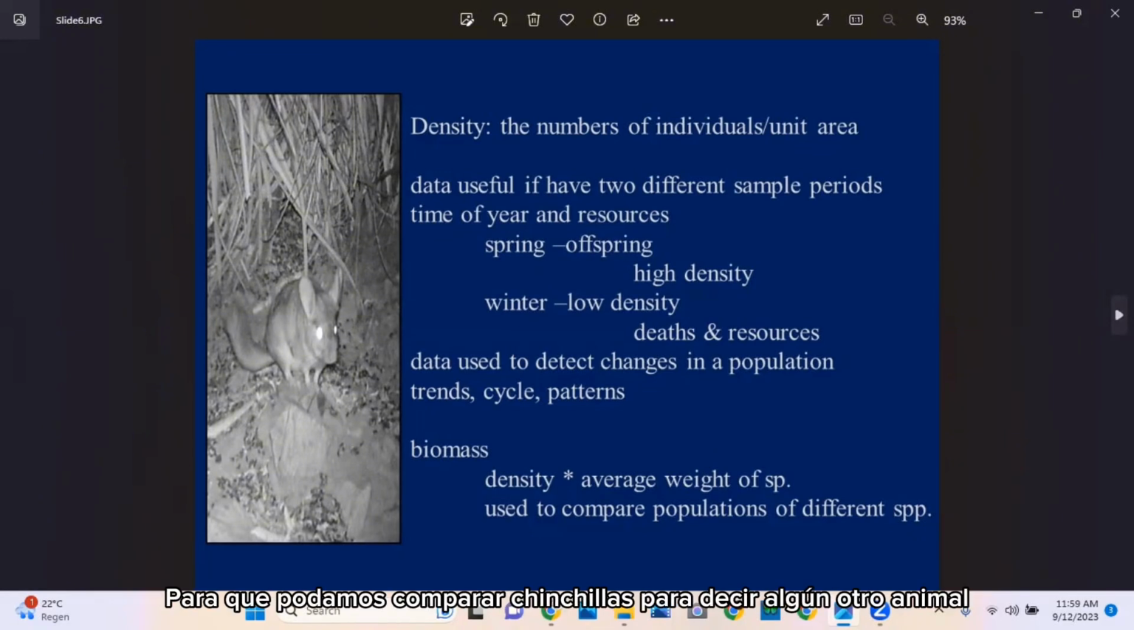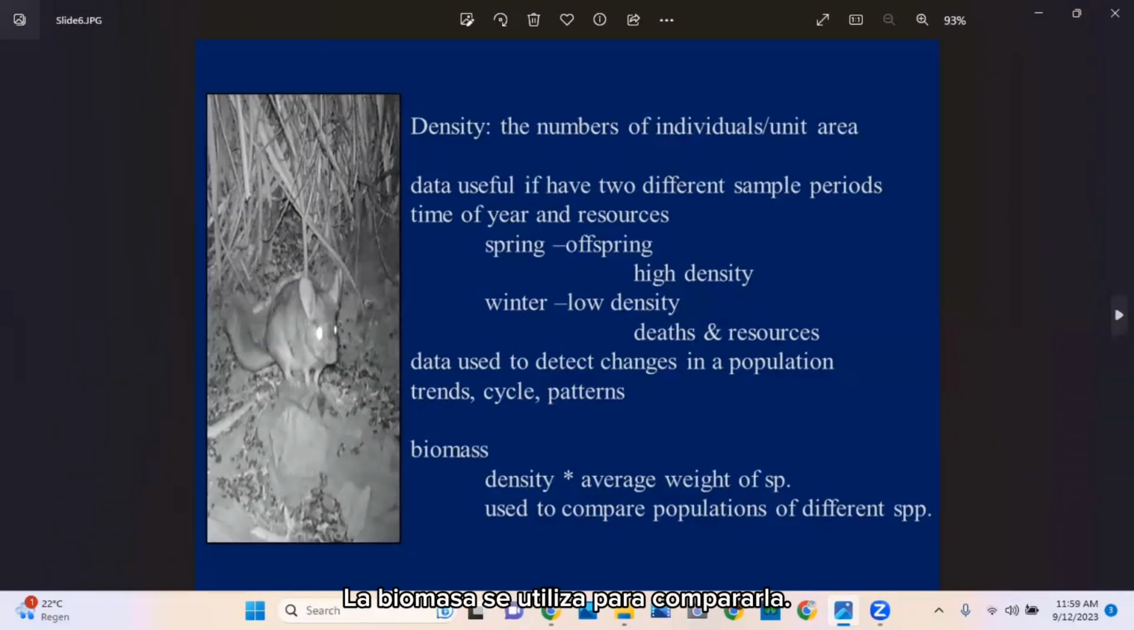So we could compare chinchillas to, say, some other animal. We look at its density, we'll say it's 2, and their average weight's 100. That's going to be 200 for the area. And I did that math wrong for the chinchilla one, but anyways, you get the point.